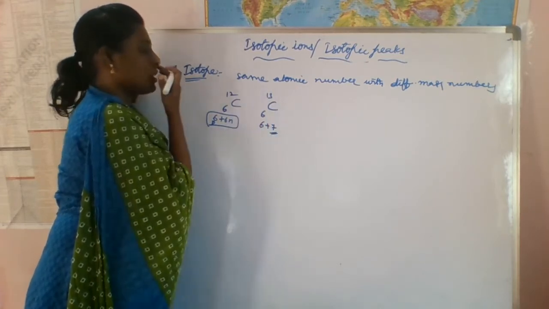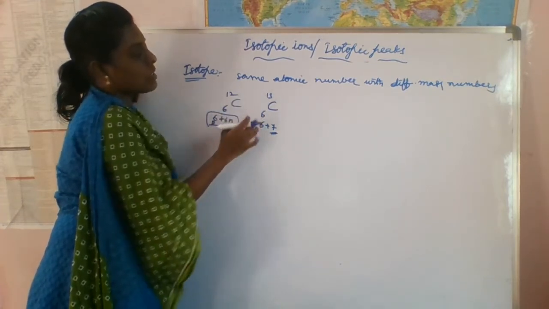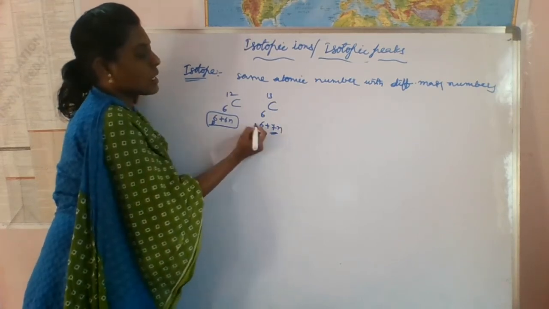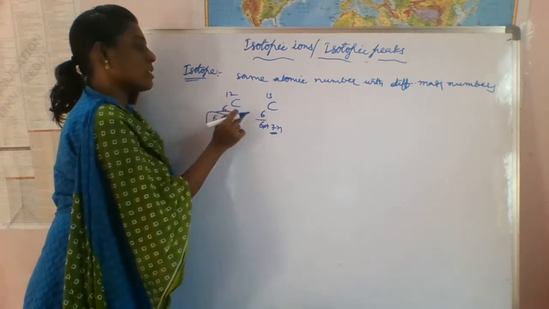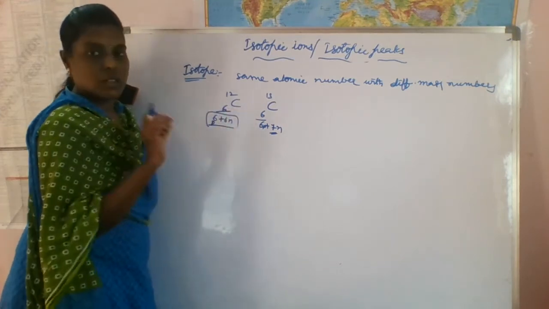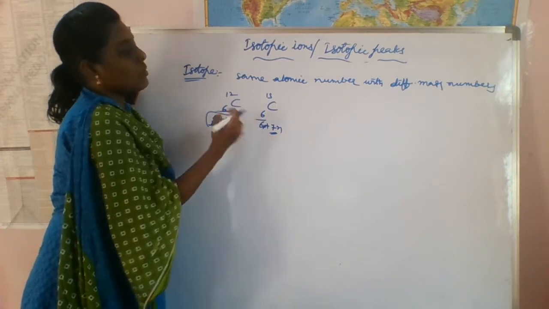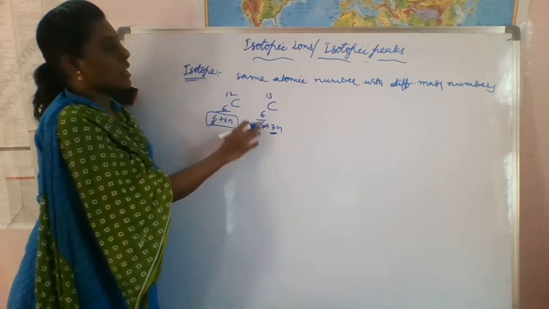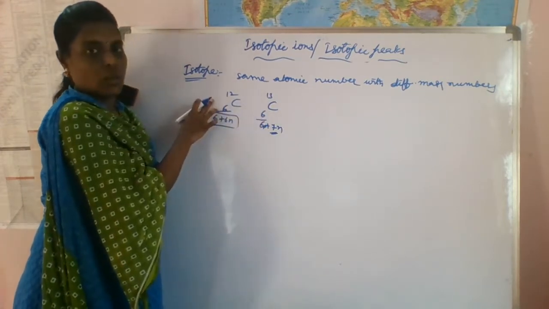If you subtract 6 from this 13, you will get 7. That means 7 neutrons are present and 6 protons are present. Same atomic number means 6 protons are present in both, and the only difference is the number of neutrons. One extra neutron is present in the case of C13, so that is why it has higher mass than C12.